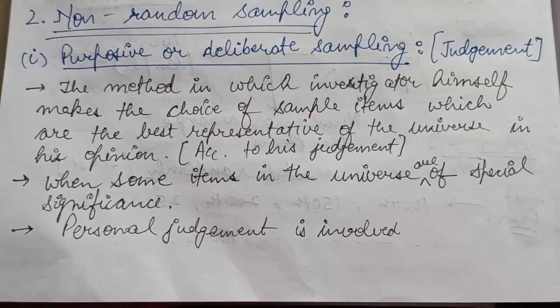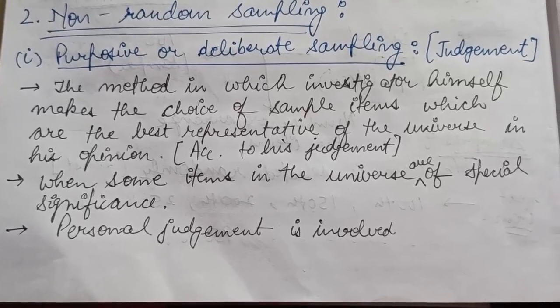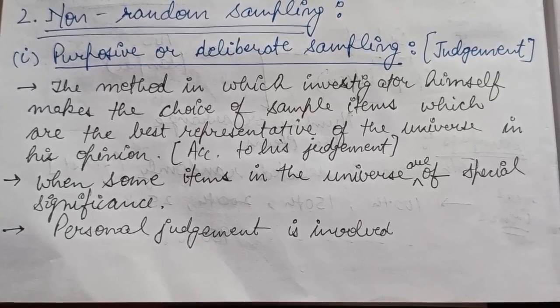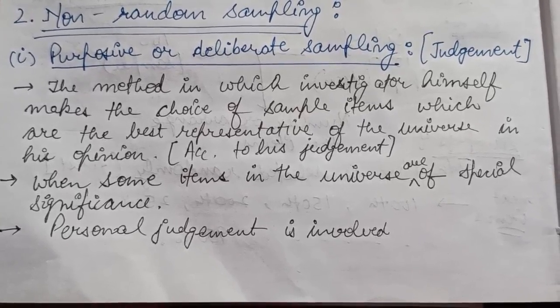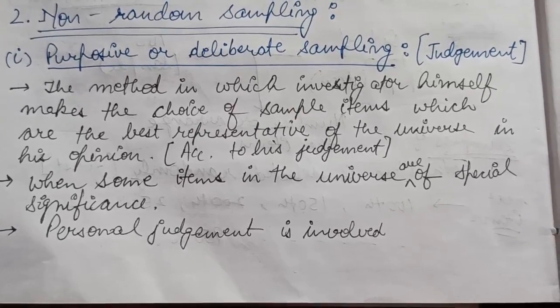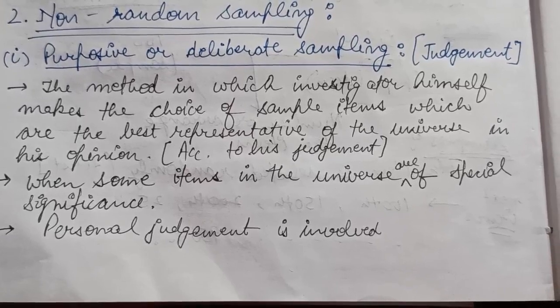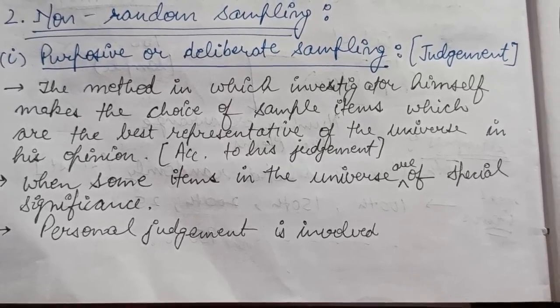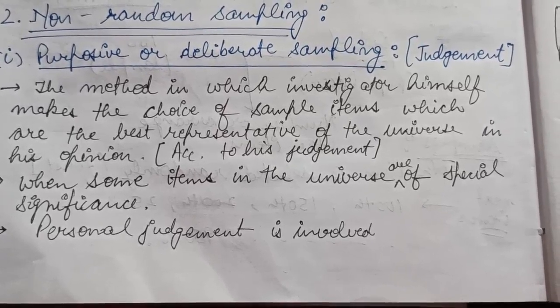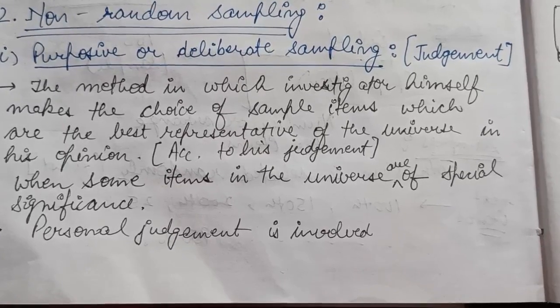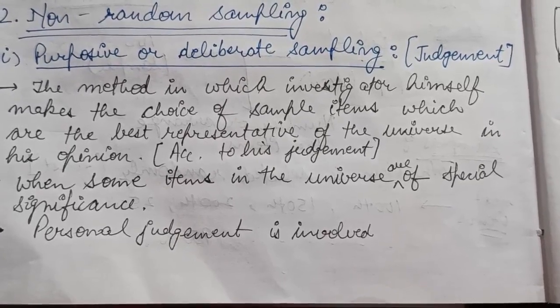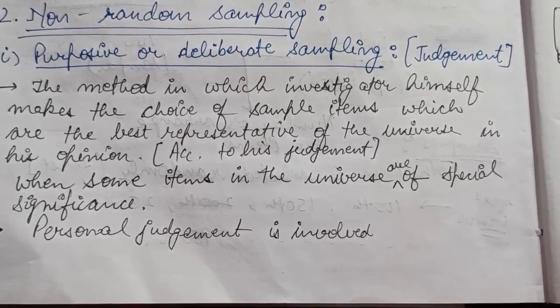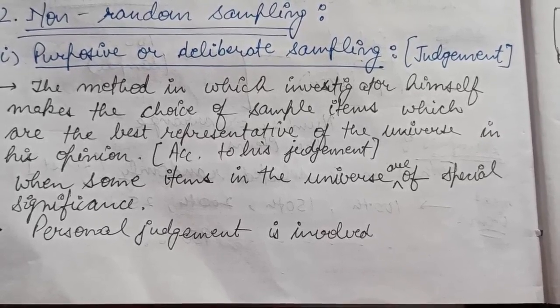Hello everyone. Today we are going to start with the next method of sampling, that is non-random sampling. In this, various restricted sampling methods and other non-random sampling methods will be included. Among that, the first one is purposive or deliberate sampling, which is also known as judgment sampling.